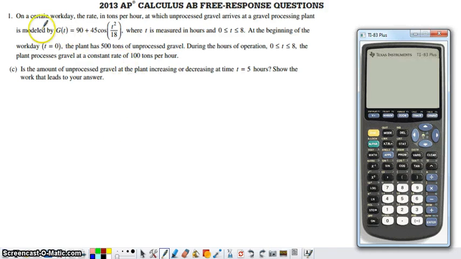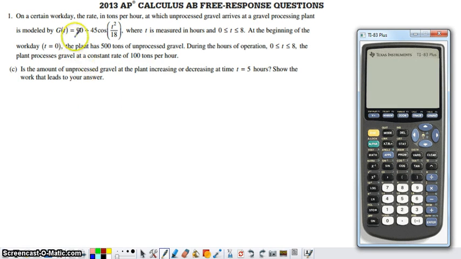So this video will focus on number 1 from the 2013 AB exam. This was also a question that appeared on the BC exam. Calculators in play for this. And in part C here it says, is the amount of unprocessed gravel at the plant increasing or decreasing at t equals 5 hours? Show the work that leads to your answer.